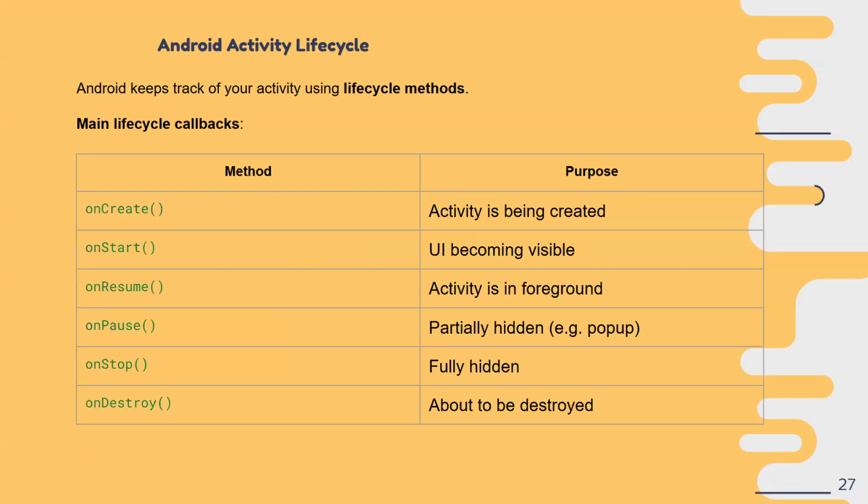So let us see what are different life cycle events. Life cycle events: one is onCreate, second one is onStart, third one is onResume, onPause, onStop, onDestroy.